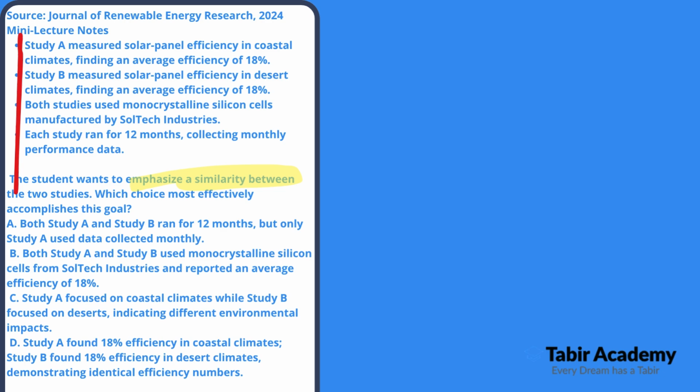The mini lecture notes that are given say: Student A measured solar panel efficiency in a coastal climate, finding an average efficiency of 18%. Student B measured solar panel efficiency in desert climates, finding an average efficiency of 18%. Both studies use monocrystalline silicon cells manufactured by Soltech Industries. Each study ran for 12 months, collecting monthly performance data.